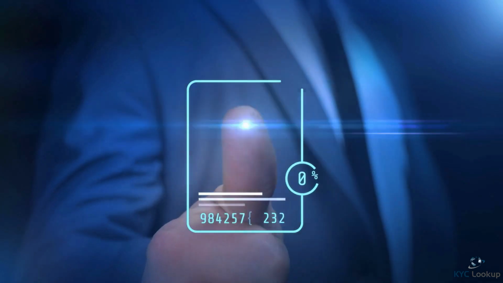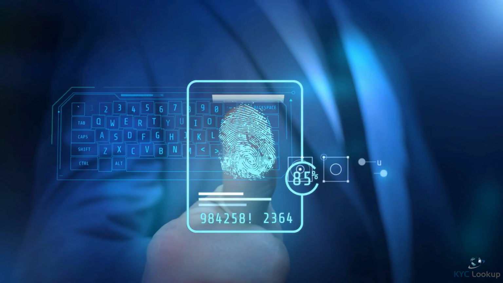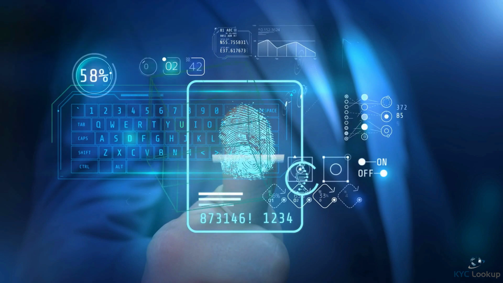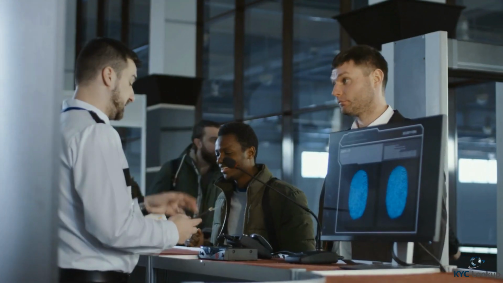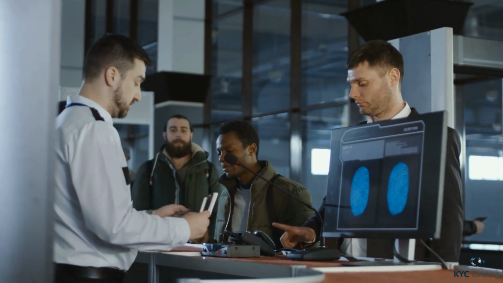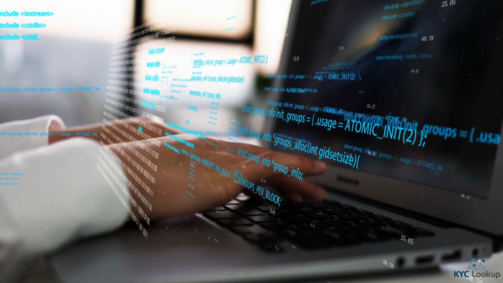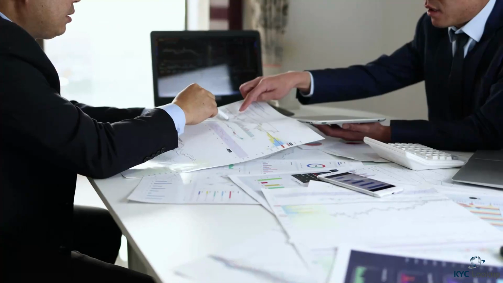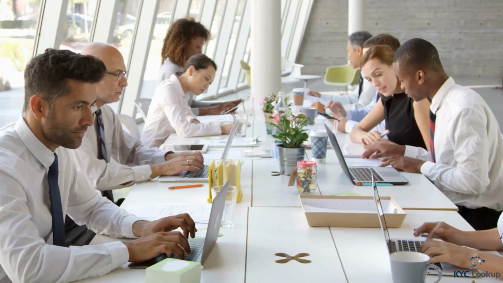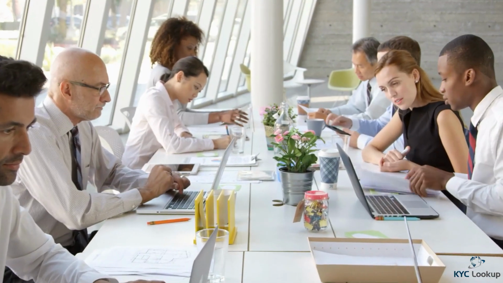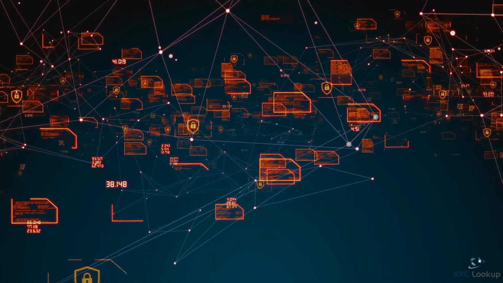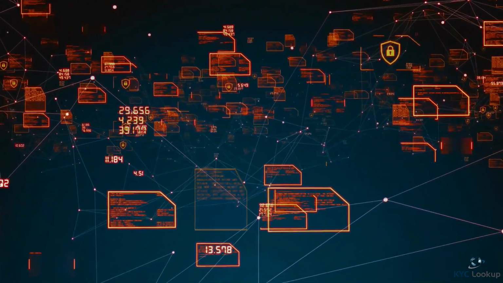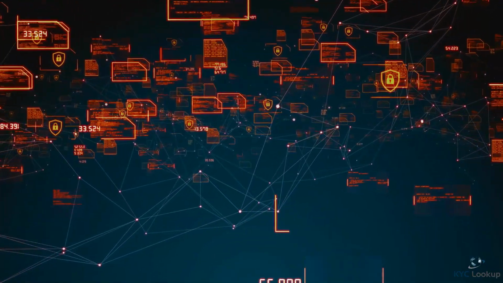Identity verification is an essential process of confirming an individual or entity's identity, ensuring that they are who they claim to be. This crucial step is employed across various industries and contexts, from financial institutions and online services to healthcare and government agencies, to enhance security, prevent fraud, and maintain regulatory compliance.